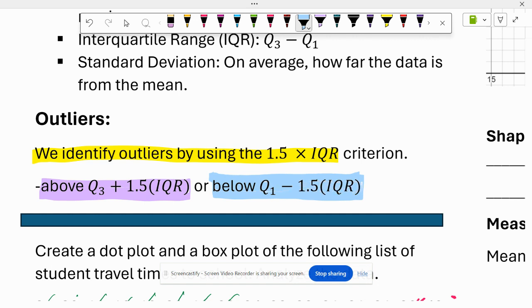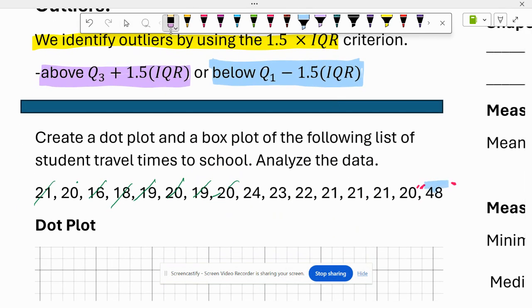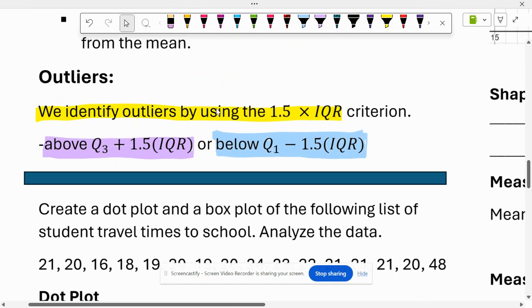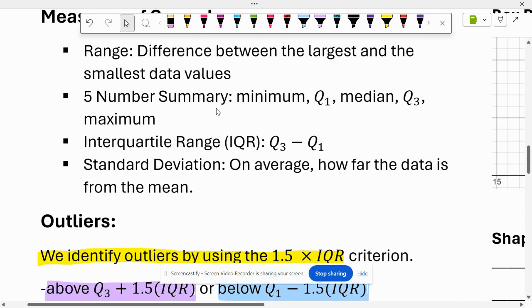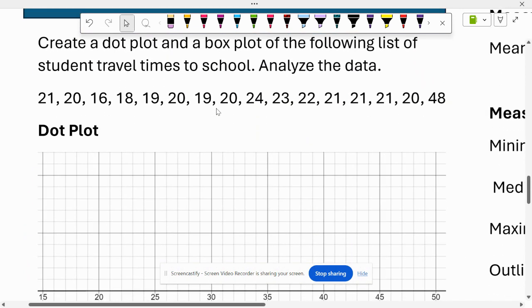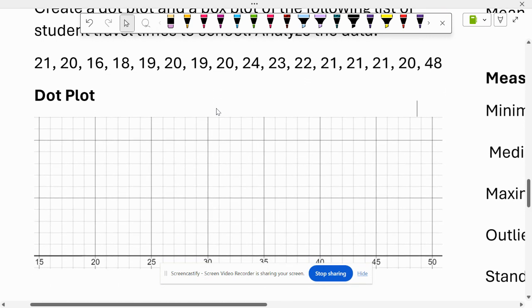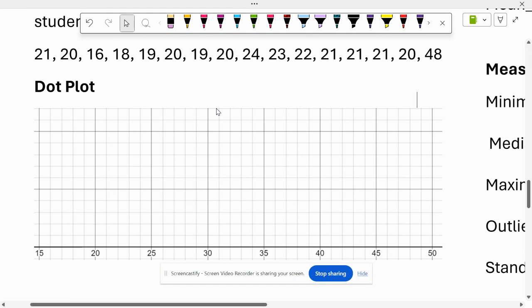So here's what we're going to do today. The first thing that we're going to do is create a dot plot. So we're going to make a dot plot, and then we're just going to jump right to our calculator, and we're going to calculate all of those values. We're going to calculate the 5-number summary, the range, the mean, all that stuff. And we're going to make some educated choices about what our shape might be, and we'll make a box plot.